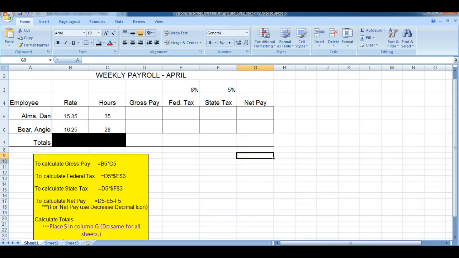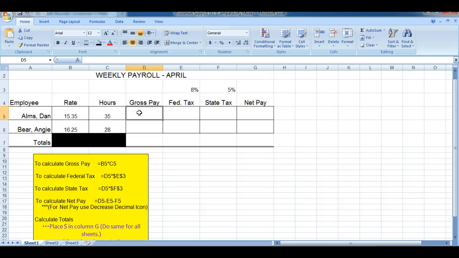Now, to begin with, we're taking a look at payroll. So Dan and Angie are working somewhere. They have how much they make per hour, and this is how many hours they have worked. So what we're going to do here in the beginning is we need to multiply rate and hours together in order to find out how much money will they make before taxes are taken out. Because anytime you work, you will have taxes taken out.